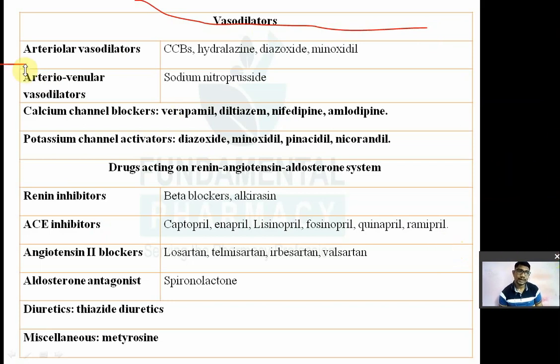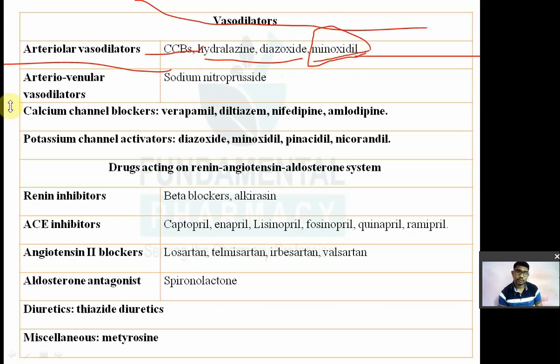So the first one is the arteriolar vasodilator, which will dilate the arteries. See the examples here: calcium channel blockers, hydralazine, diazoxide and minoxidil. Under calcium channel blockers come verapamil and diltiazem, the classic calcium channel blockers. Hydralazine and diazoxide are vasodilators. They act by increasing nitric oxide in the blood vessel. Minoxidil is also a vasodilator, and it is used in hair growth promotion, for baldness.